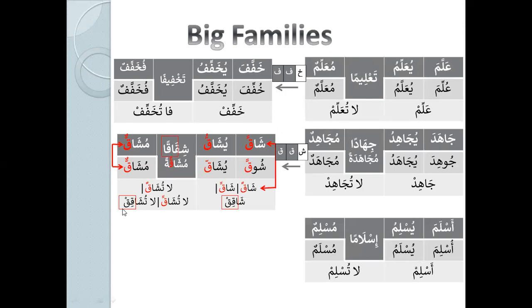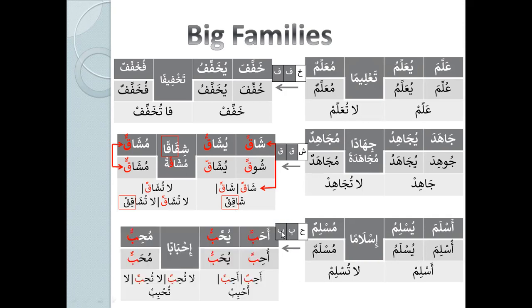Let's look at Aslama family. Again, we have some irregularities here. So if we put it in the container of ha, ba, ba, it will become ahabba, yuhibbu, ihbaban, muhibbun. Uhibba, yuhabbu, ihbaban, fa muhabbun. And then you will say ahibba, ahibbi, ahbib, la tuhibba, la tuhibbi, la tuhbib.